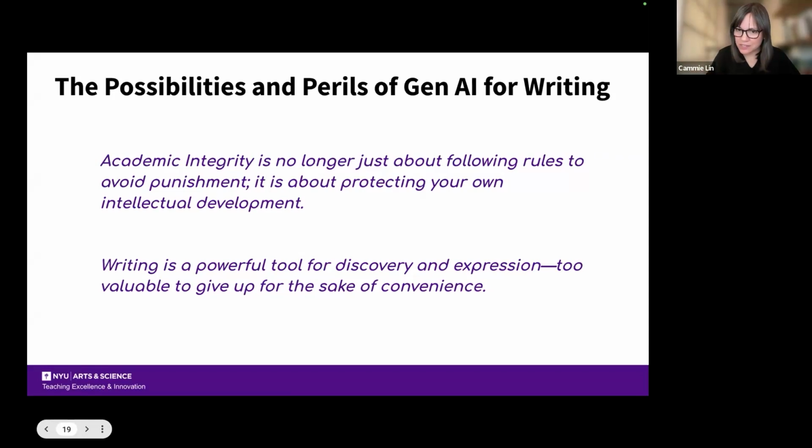As we all work to navigate this new digital landscape, it will take significant time, effort, and commitment to map out the best way forward. As you create your own map, keep in mind the many possibilities and perils that Gen AI presents on your journey as a college student. That's all. Thank you.